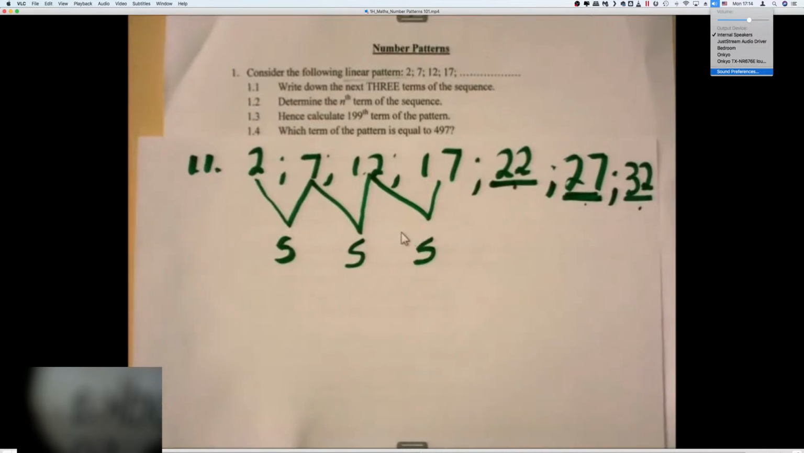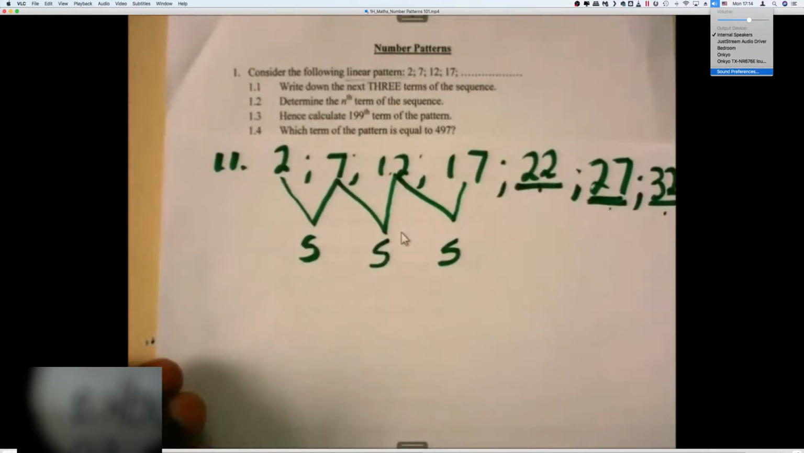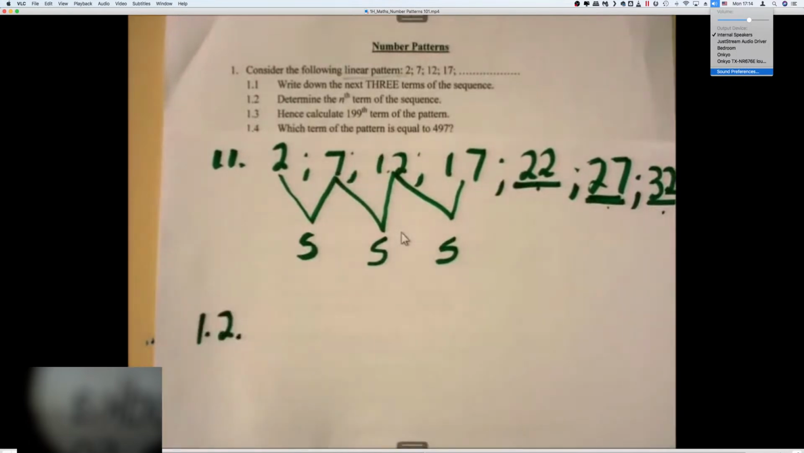1.1, I think we're happy. Check 1.2. 1.2 states, determine the nth term of the sequence.